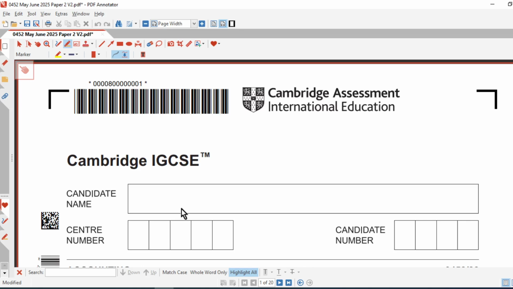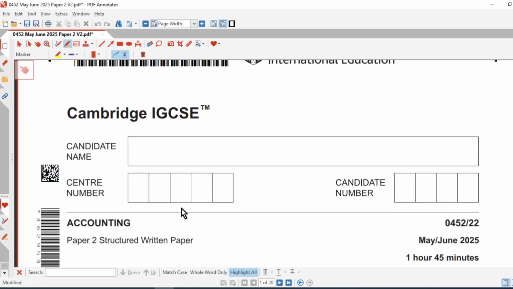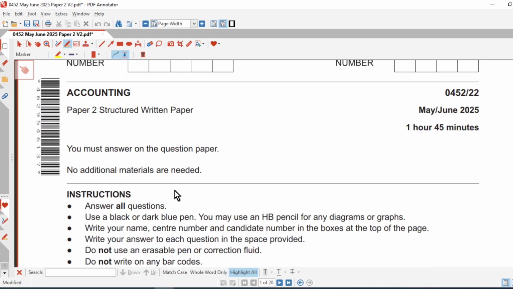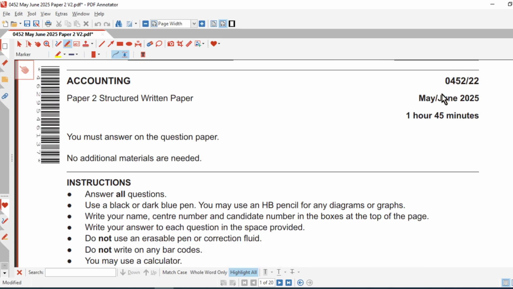This is the 2025 May-June Accounting Paper 2. Yes, you heard it here first. This is the May-June 2025 Accounting Paper 2, variant 2 of the paper, very new paper, right? So this was about 2 or 3 months ago.